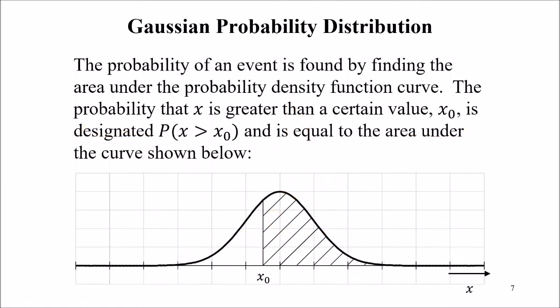The probability of an event is found by finding the area under the probability density function curve. So if you want to know the probability that a random variable takes a value, in this case greater than the value x naught, that probability is expressed here as the probability that x is greater than x naught. We find that by finding the area under the curve to the right of x naught, and we integrate that area, and that will give us the probability of this event occurring.